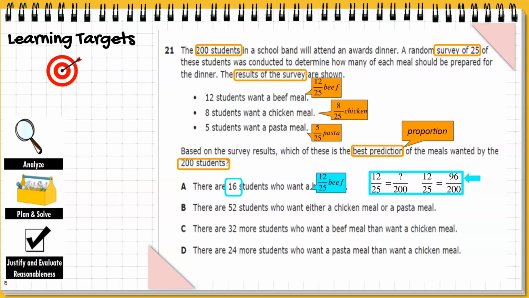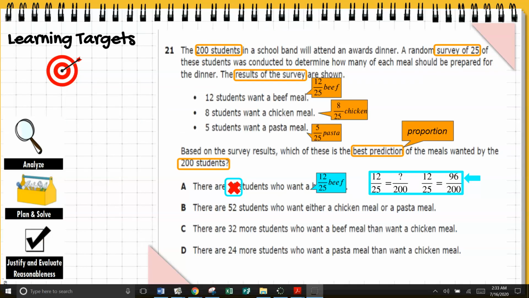So I'm going to set up my proportion. 12 out of 25 is blank over 200. Well, to get from 25 to 200, I do times 8. So 12 times 8 is 96. 96 and 16 are not equal. So that is incorrect. All right, let's look at answer choice B.